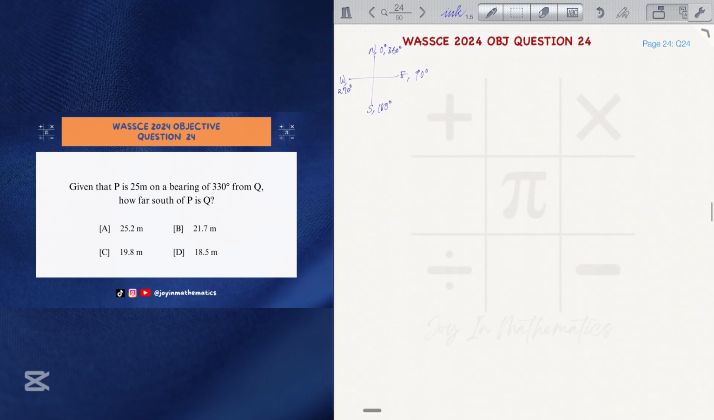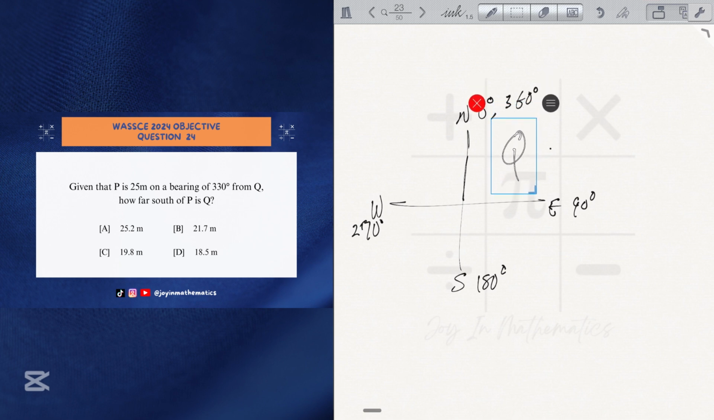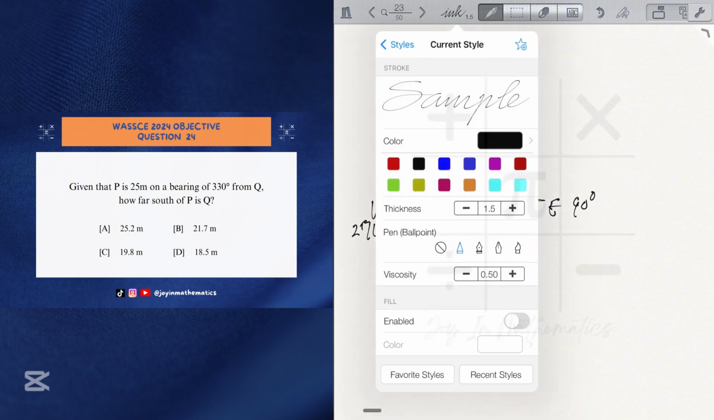The question says, given that P is 5 meters on a bearing of 330 degrees from Q. So that means it is from Q we are going to measure 330 degrees. So let's have a position of Q here. And from Q we have the north, south, east, and west. Of course, we know the angles 0 degrees, 90 degrees, 180 degrees, 270 degrees, back to 360 degrees, and this is point Q.